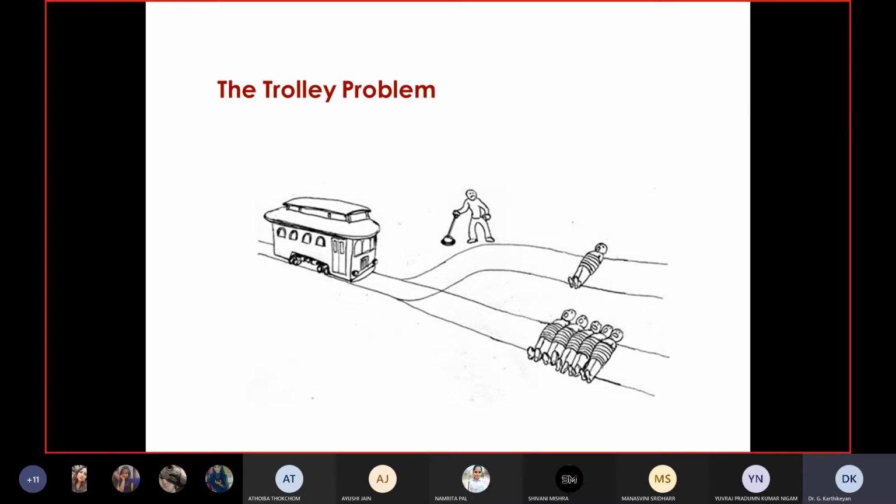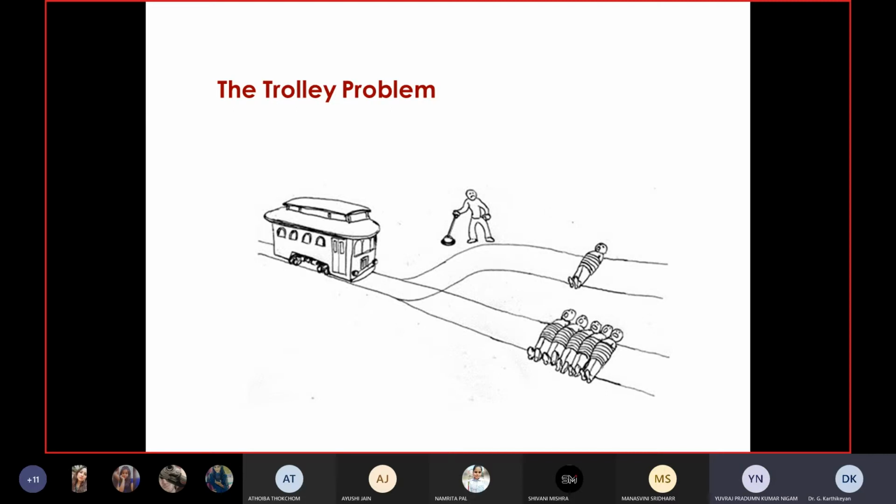There is no way you could stop this trolley from moving forward. You only have two choices. Either you can move it into this track or you can move it into this track. So what would you do? So Yuvraj, suppose you are this person. What would you do? Anyone? Go ahead.